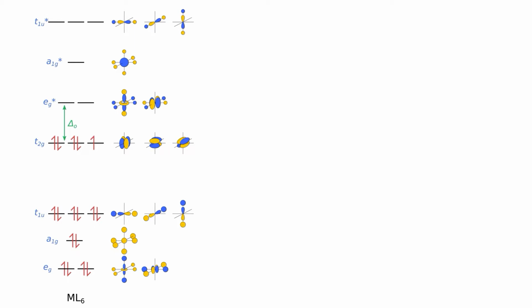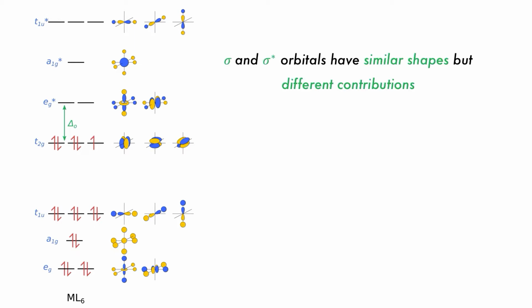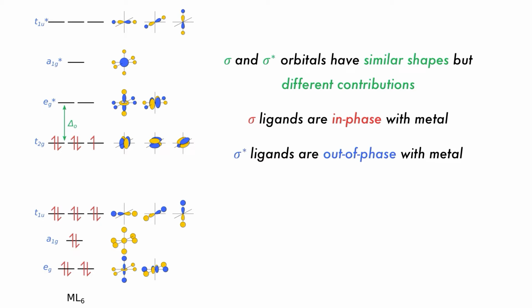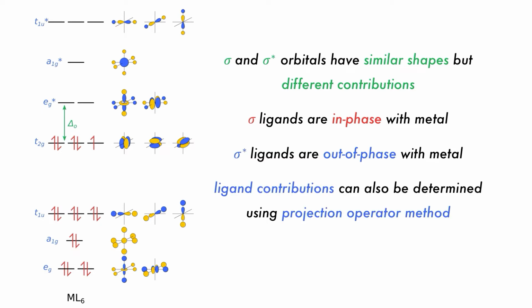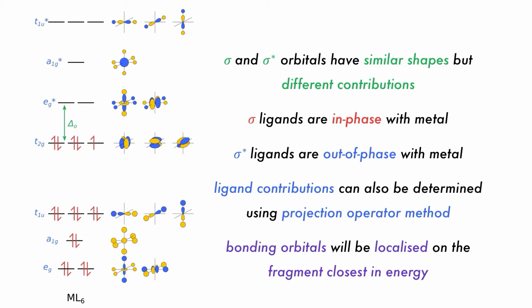In summary then, for the sigma bonding octahedral system, bonding and antibonding orbitals have the same shape, but their contributions are different. Bonding orbitals are in phase with the metal, and antibonding orbitals are out of phase. The contributions of the ligands can be determined using the full projection operator method, or if there is an asymmetry to the energy levels of the metal and ligands, as there is here, an approximation can be made that the bonding and antibonding molecular orbitals will be localized on the fragments which are closest in energy.